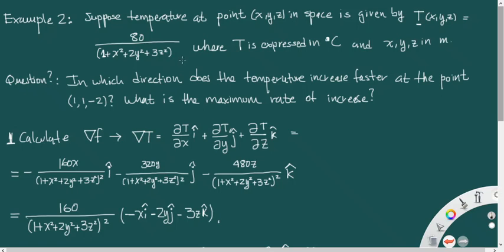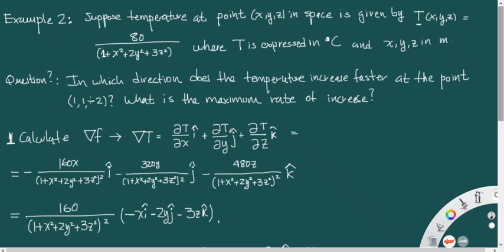Okay. Well, the question is, in which direction in the three-dimensional space does the temperature increase faster at the point, let's say 1, 1, minus 2? So we are in the 3D space and we are in this specific point. In what direction the temperature is going to increase faster? What is the maximum rate of increase for the temperature in that three-dimensional space?